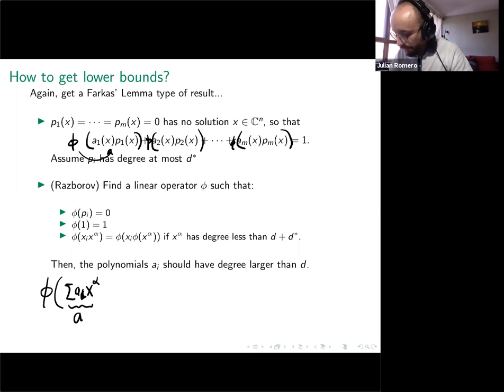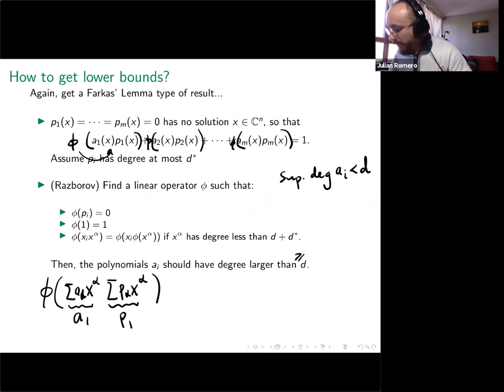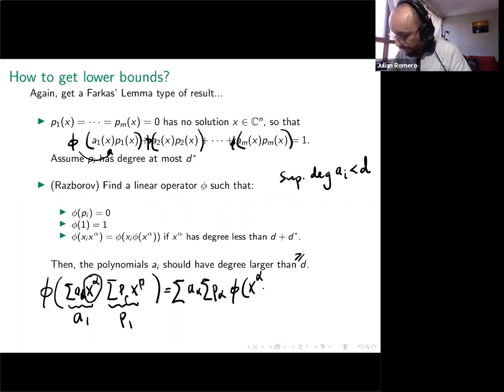So this is my AI, A1, say, and then I have my polynomial P, say, this is my polynomial P1. Suppose that the degrees of the AIs are smaller than D. So each of these polynomials over here has degree smaller than D. Again, I use linearity, and then I find this is the summation of alphas, and the summation of p alphas, and then I have phi of x alphas, and then betas here.